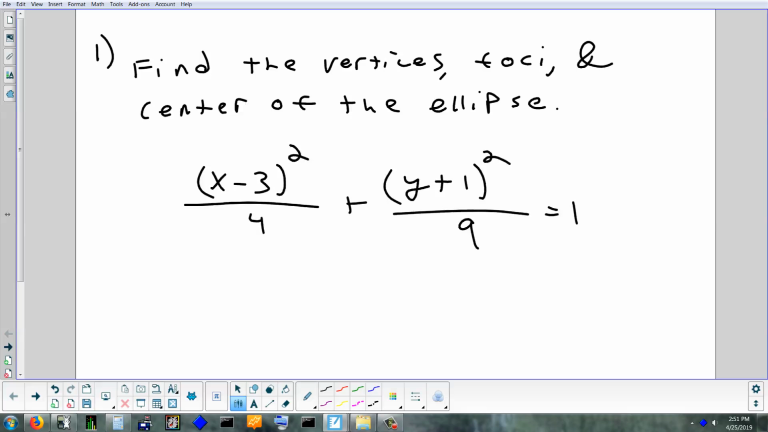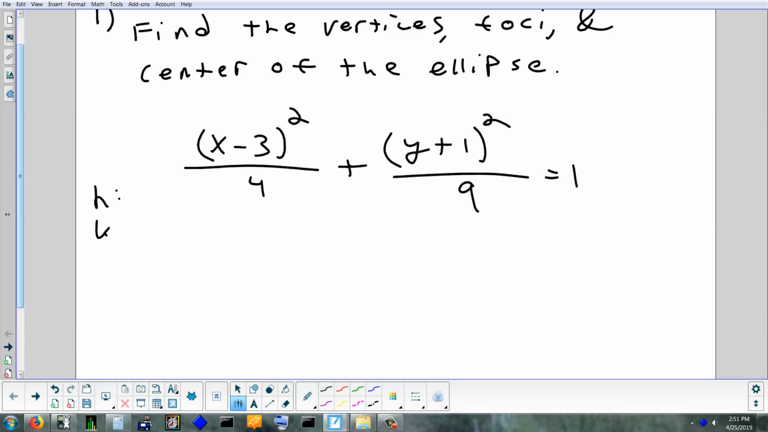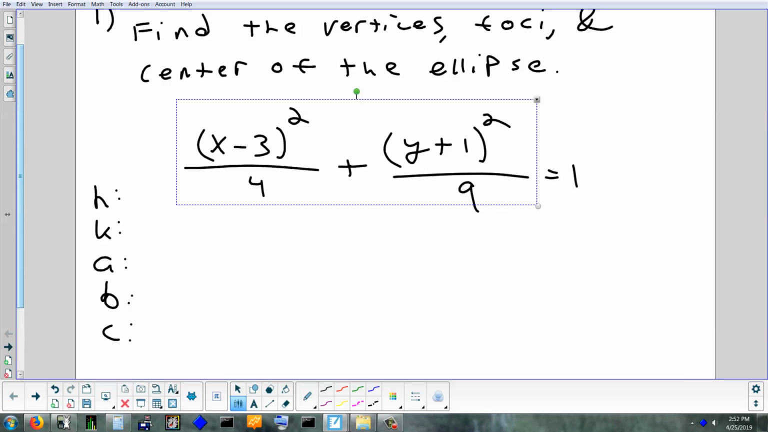Now, whether they give you the equation or they give you the vertices, foci, and center, what are the 5 letters you should always find first? H, K, A, B, C. Yep, H, K, A, B, C. Remember H and K, that's your center. H is always the number after the minus sign with X. K is always the number after the minus sign with Y. So what would H be here? 3. And K is negative 1.